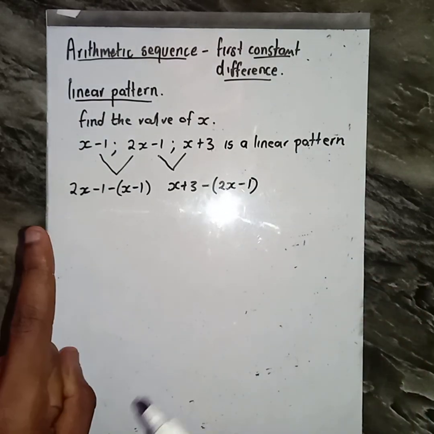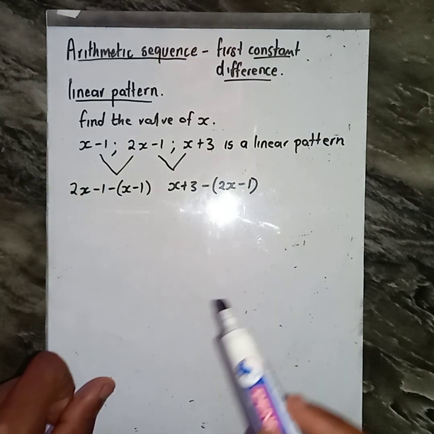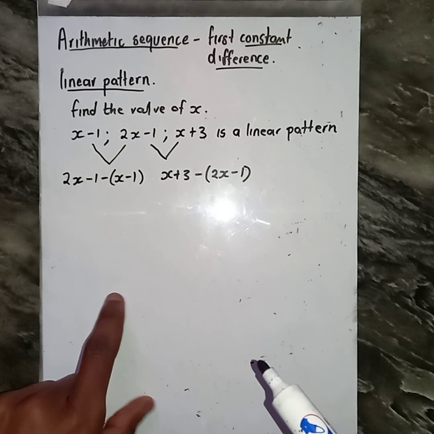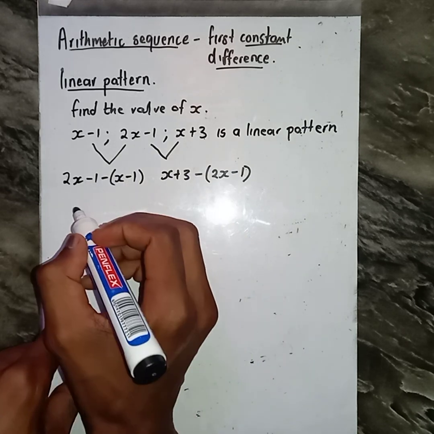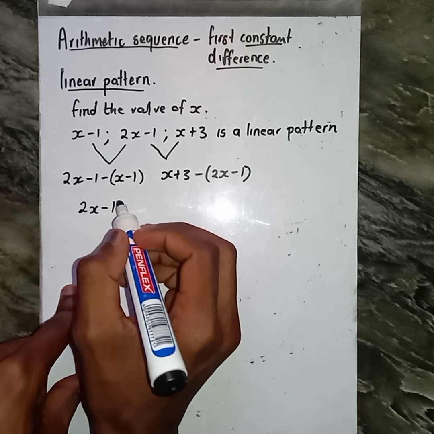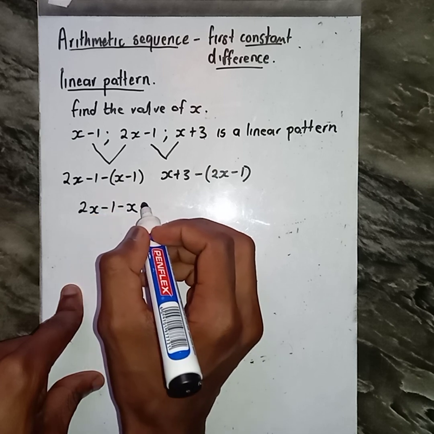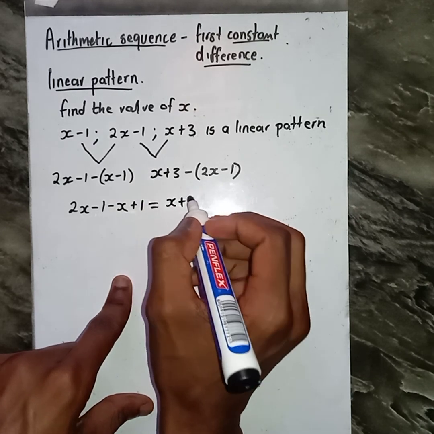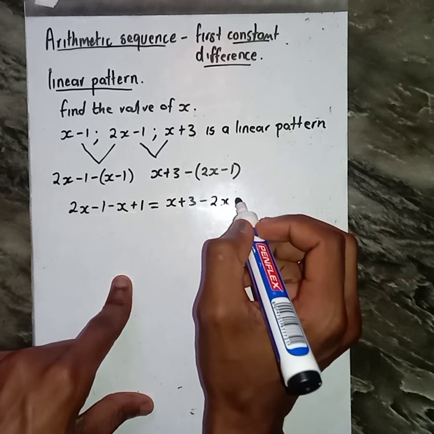You see? Then we said from the definition that these two need to be equal. It's a must for a linear number pattern. From here we can equate these two expressions. Then let us simplify this one. We're going to get minus x minus, together with minus we get plus 1. Then we equate. From this one we say x plus 3 minus 2, because 2 is positive, plus 1.